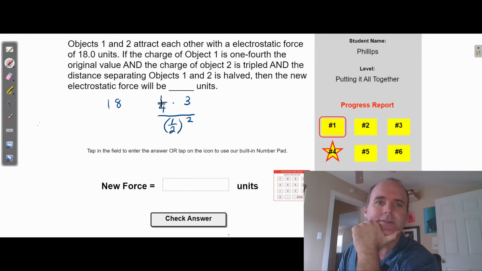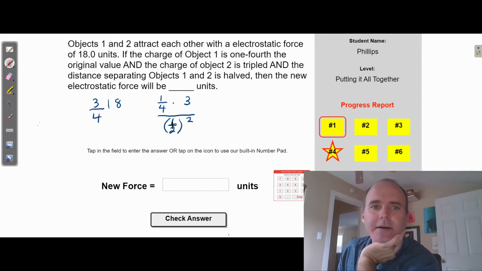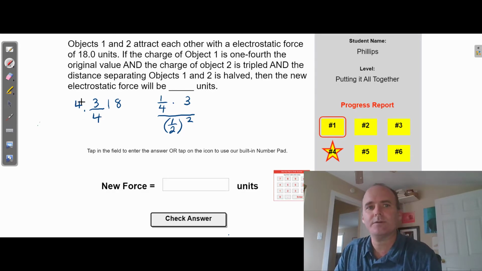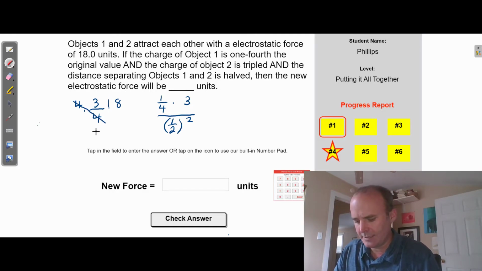Okay, let's come over here. So here I have 3/4, so I multiplied that side by 3/4, so I have to multiply this side by 3/4. And here I have divided by 1/2 squared. So whenever I'm dividing by a fraction, it's the same as multiplying. So I'm going to come over here and multiply this by 4, because that's 1/2 squared. And then the 4's cancel out, and I get 3 times 18, which is 54.